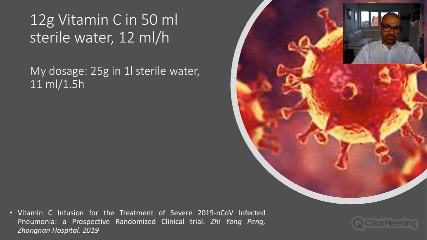We know, even in these days of Corona, that we have a lot of data that many patients are treated with high dose vitamin C infusions. Here, this is from a Chinese hospital that dealt with a lot of Corona infected patients with severe respiratory diseases. Their dosage was 25 grams in 1 liter of sterile water. This is my dosage, but they took 12 grams at 12 milliliters per hour.